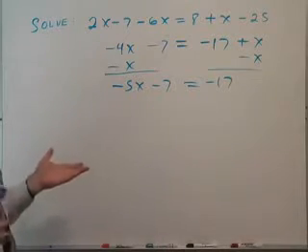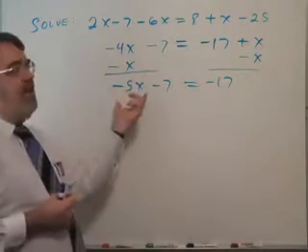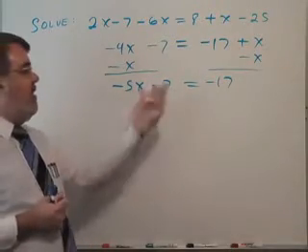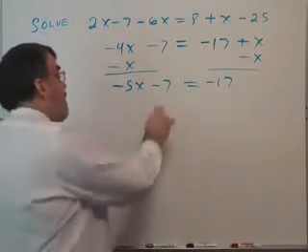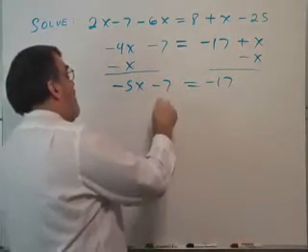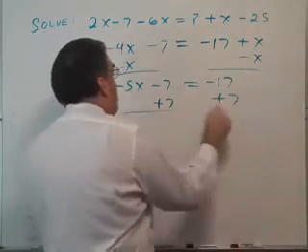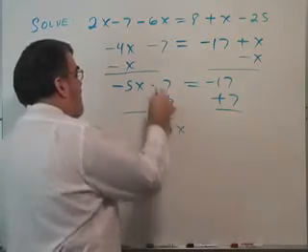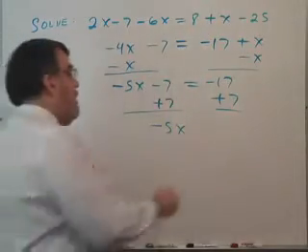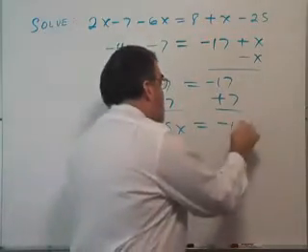All right, now what would you do next? Well, now there is a best next step here because we have x's down to one term. We need to get the non-x's to the other side. So I'm going to eliminate the minus 7 by adding 7. So I add 7 to both sides. And this gives me minus 5x by itself because the 7's cancel. And let's see, negative 17 plus 7 is negative 10.